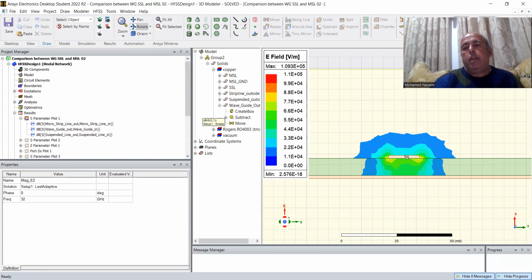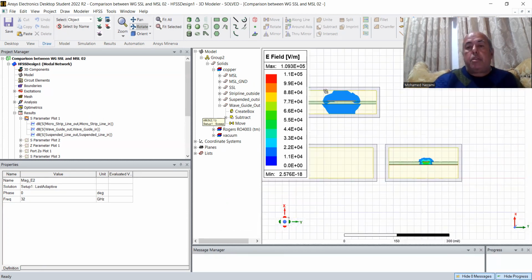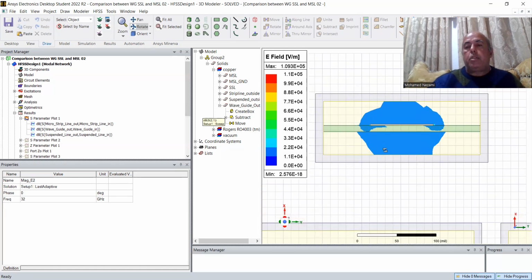This is the cross section looking in front. You can see that the E field is concentrated both in the air above the conductor and below the conductor in the substrate. When that happens, of course, you're dealing with the loss tangent of the substrate. Contrary to this, if you look at the suspended line, the E field is distributed all around, and most of it is in the air cavity, and the percentage of the E field that is in the substrate is so tiny compared to this.